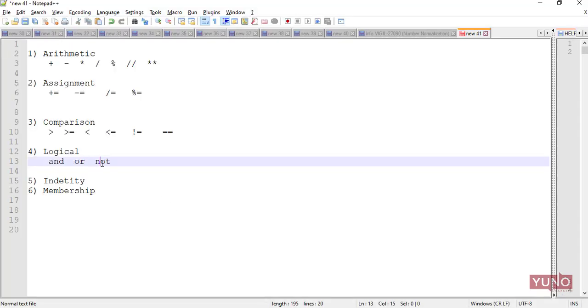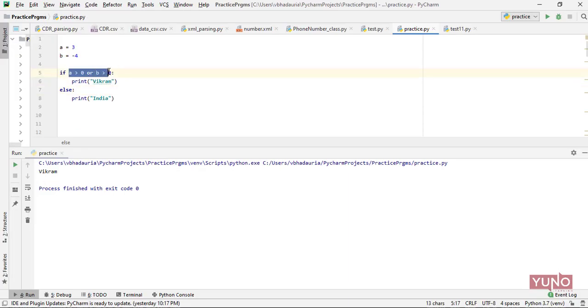Now I will tell you about not. Not means whatever condition you define, it reverses it. Suppose I run the program once again. My output should be Vikram because it says that either of the numbers should be positive. Now I should define brackets, and here I will define not. I run the program. My output should be India. Why? Because whatever condition you define here, suppose this particular selected result would print yes, and the not will give you the opposite result, false.